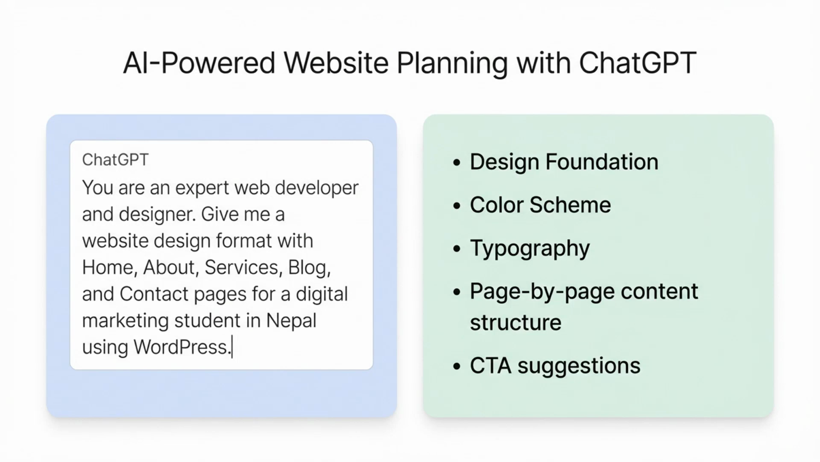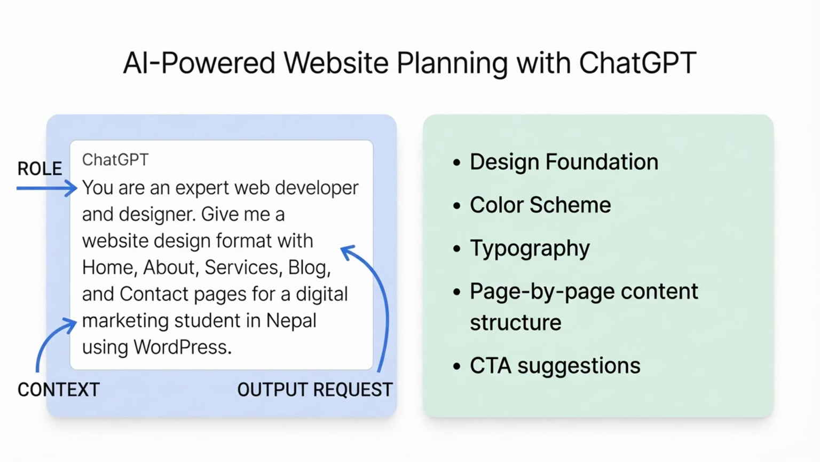Now, here's where things get really exciting. The instructor introduces using ChatGPT to plan your entire website before you even open WordPress. By giving ChatGPT a well-structured prompt, defining your role, context, and desired output, you can generate a complete website blueprint in minutes. The prompt includes the type of site, the target audience, the pages needed, and even the goal of the website. The AI then returns a detailed, structured plan.